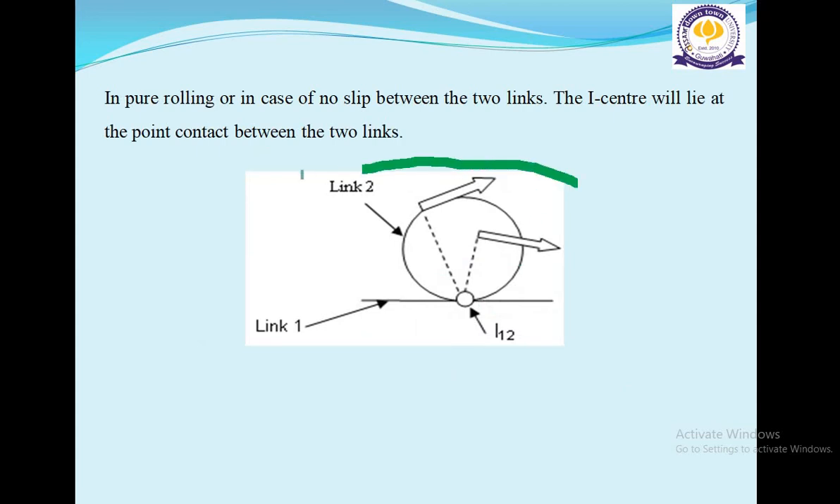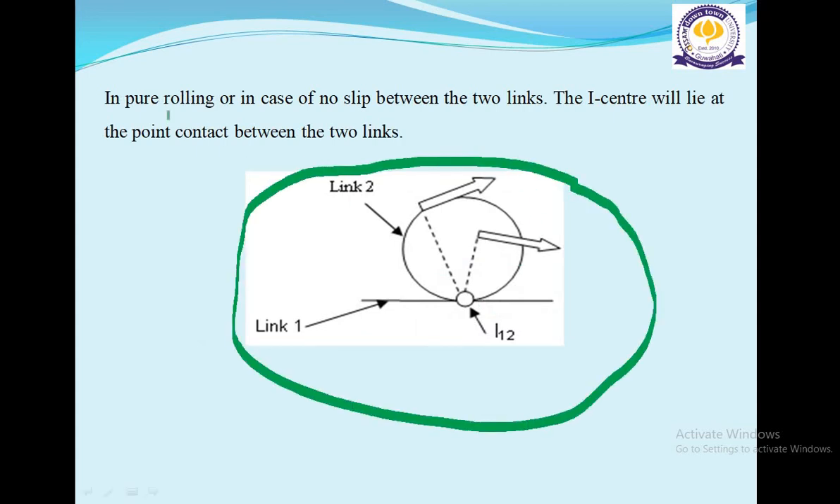Now in this figure, in pure rolling, or in case of no slip between the two links, the I center will lie at the point of contact between the two links. So the I center will lie at the point of contact here. This is link 1 and this is link 2. If it rotates, there will be the contact point, and this contact point in this figure will be the I center.